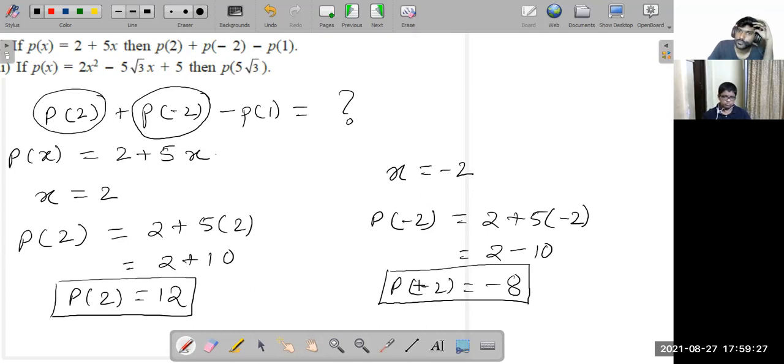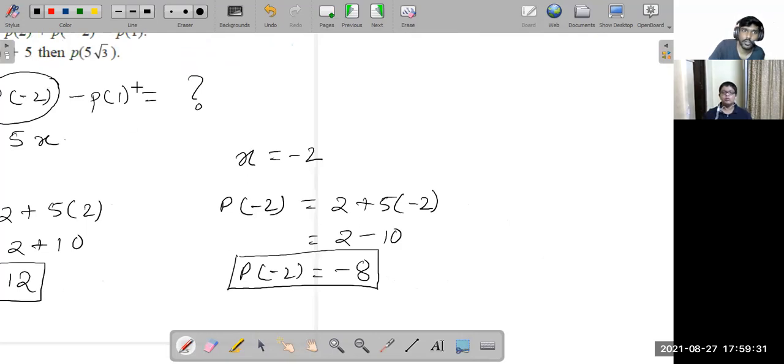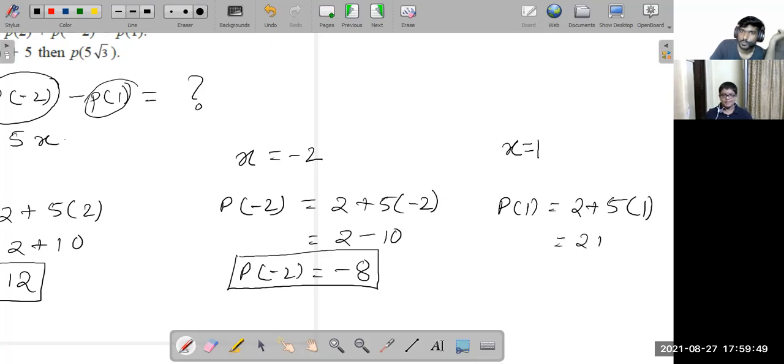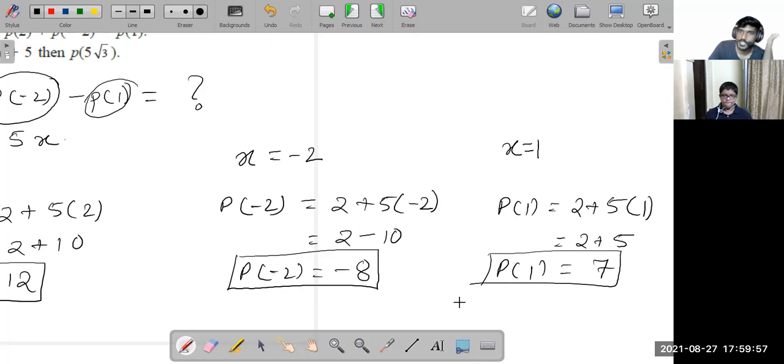Did you understand this? Yes. And lastly, we have to find out p of 1. So to find out p of 1, you have to substitute x as 1. Okay, see the number which is inside. So p of 1 will be 2 plus 5x, x is 1. This becomes 2 plus 5 into 1, that is 5. So p of 1 is 2 plus 5, that is 7. So p of 1 is 7. Clear?